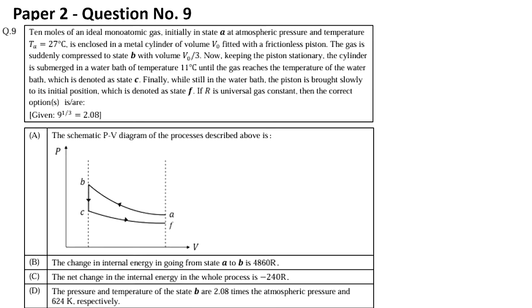So we are dealing with question number 9. As you can see, question number 9 is presented on the screen. 10 moles of an ideal monatomic gas initially is at a state A at atmospheric pressure and temperature of 27 degrees Celsius. It is enclosed in a metal cylinder of volume V0 fitted with a frictionless piston. The gas is suddenly compressed to a state B.